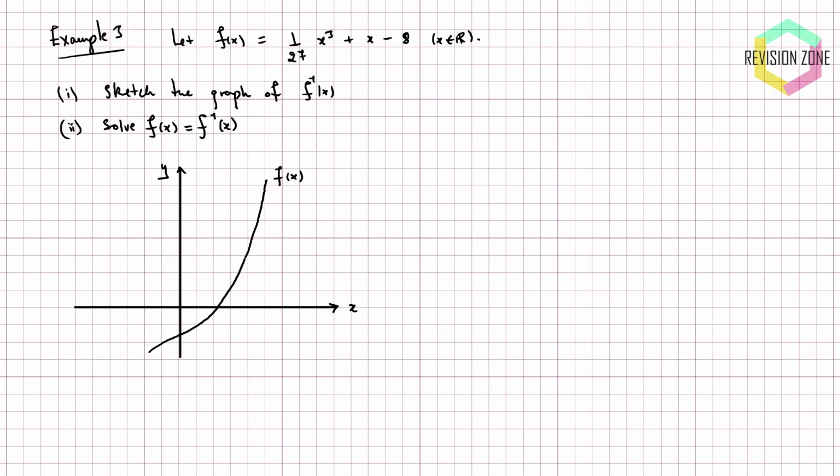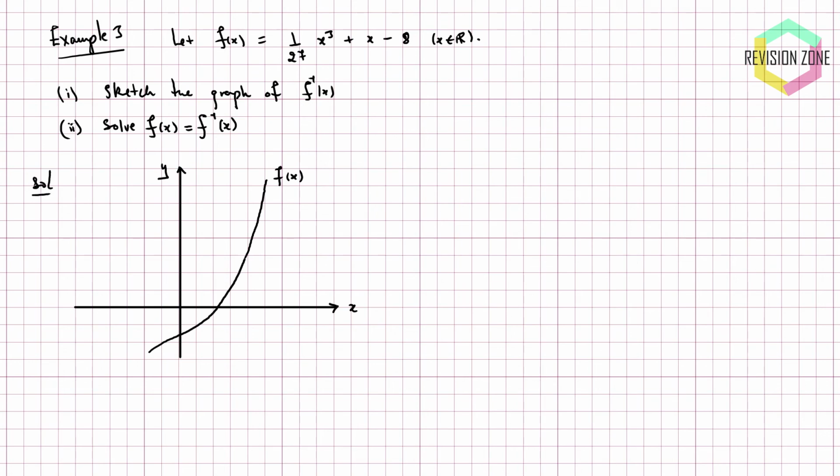So let's take a look at the last example. We're given a function f of x. It's a cubic, and the function is defined for all real numbers. Okay, and the example requires us to work out the graph of the inverse function, and then the second part of the example requires us to work out a solution for the equation f of x equals f inverse of x. Okay, so let's take a look at the solution for the first part.